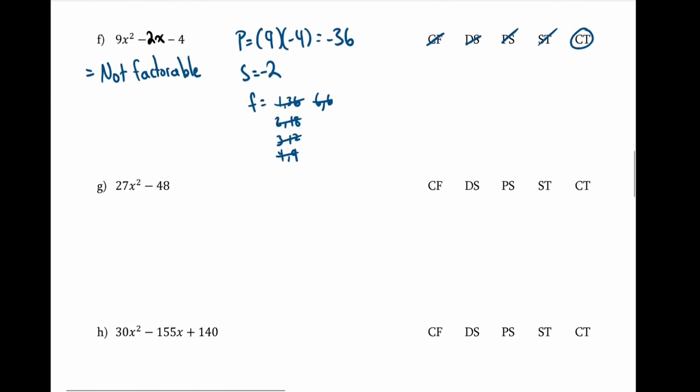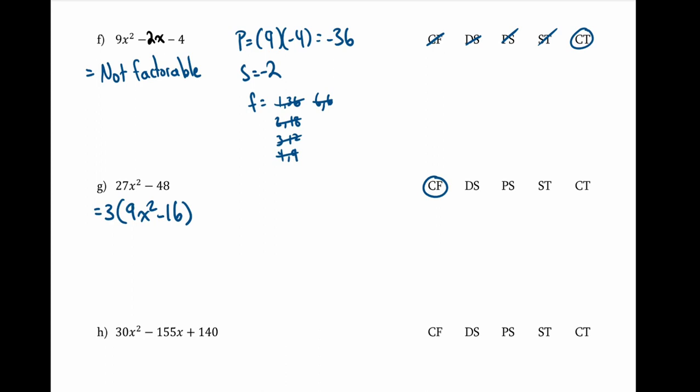G, 27x squared minus 48. So again, the first thing we want to do is common factor. It may not be obvious right away, but we can common factor out a 3. So 27x squared divided by 3 is 9x squared minus 16.